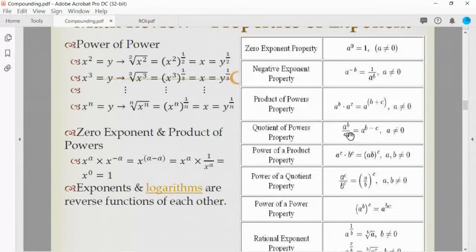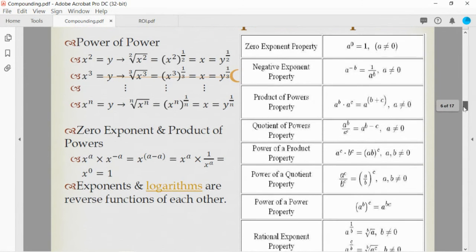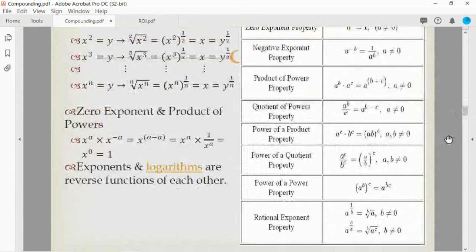And then next rule, quotient of powers, same base: a to the b over a to the c is a to the b minus c. Of course, the base shouldn't be 0. If the base is 0, it all collapses. And then next rule, product. This is when the exponents are the same but the bases are different. But we're going to come back to that later because it's not important at this point.